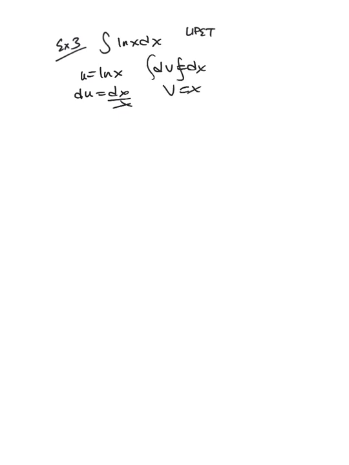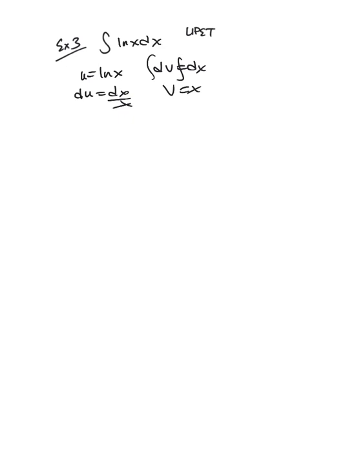Okay, example 3. We have ln x. This is a famous type of problem. So here's the thing. You're going to make u equal to ln x. LIPET. You have to make u equal to something. u is equal to ln x. du is dx over x, right? dv is just dx. When you integrate these, v equals x.